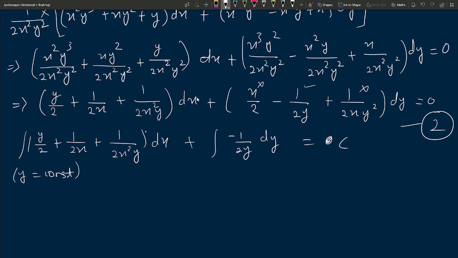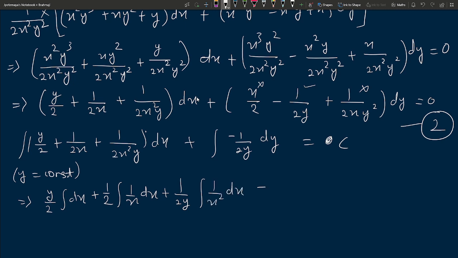Now here y is constant, so y/2 is constant, so take y/2 outside, integration dx. Now here plus 1/2 constant, so integration 1/x. Here y constant, 2y constant, so 1/(2y) integration, this is 1/x² dx, minus 1/2 constant, integration 1/y dy equal to c.